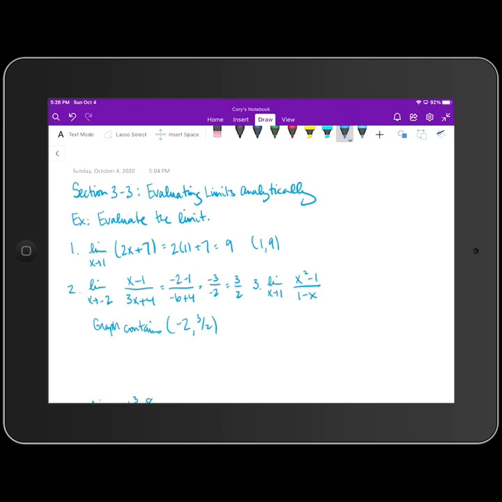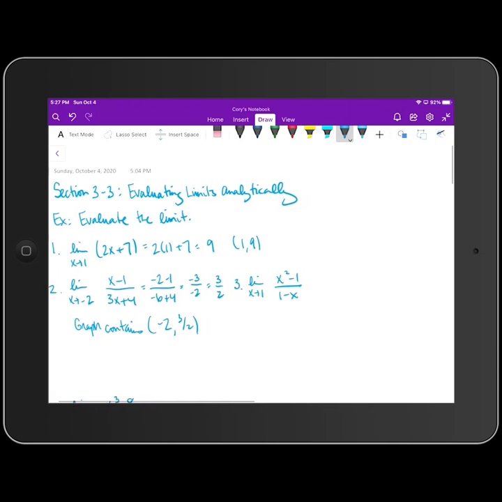So when we look at number 3, we are taking the limit as x approaches 1 of (x squared minus 1) over (1 minus x). Now, if we try using direct substitution for this limit, we get the numerator to be 1 minus 1, which is equal to 0. And the denominator is going to be 1 minus 1 as well, which is equal to 0. So we get something of the form 0 over 0, which is not a valid output for us.